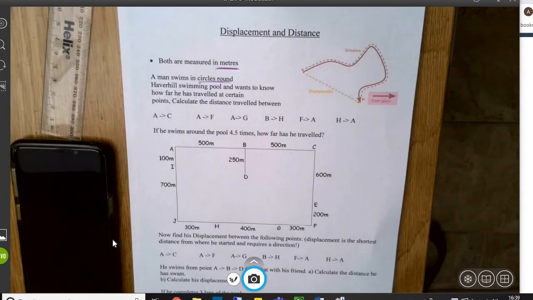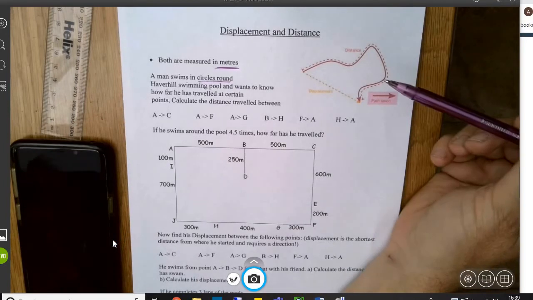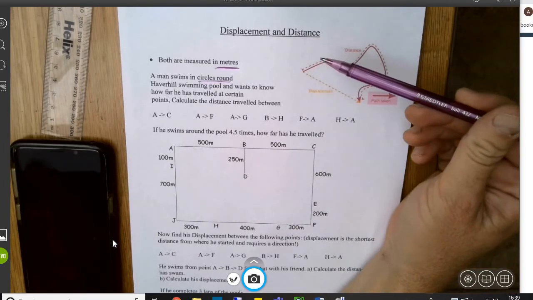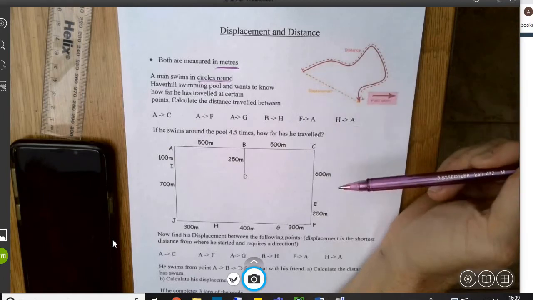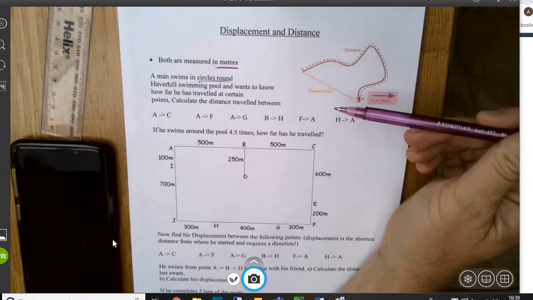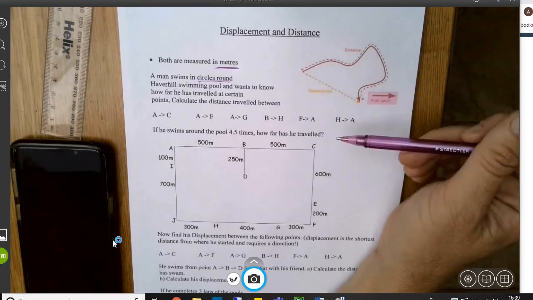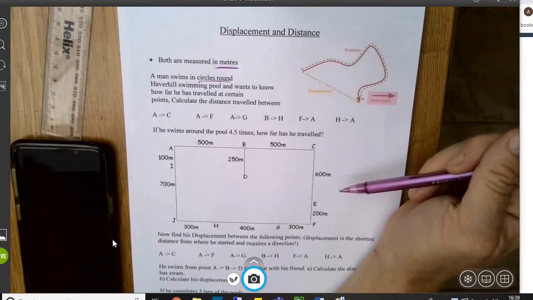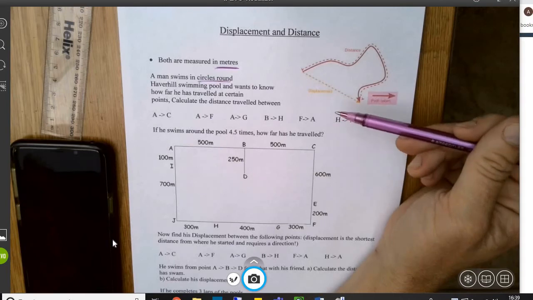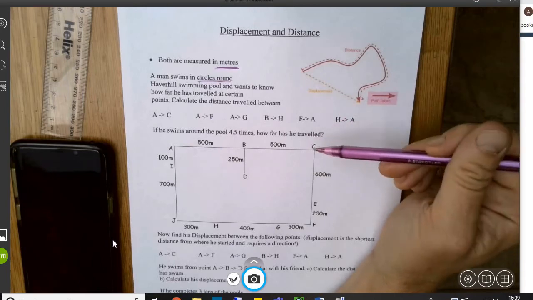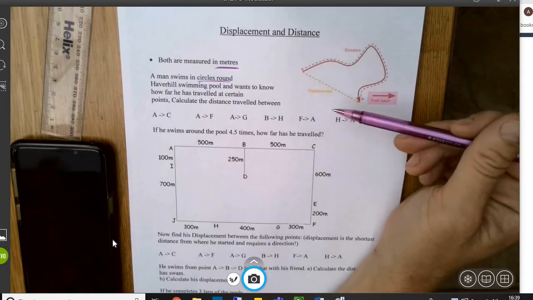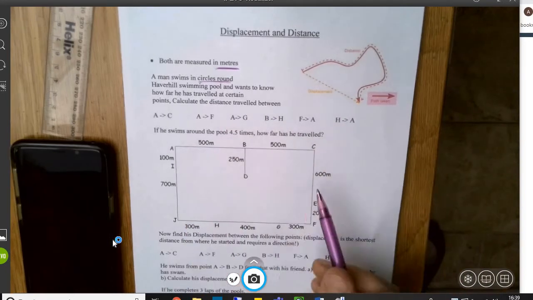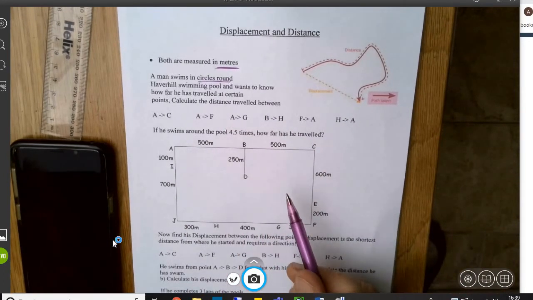Welcome to this video which is going to talk you through the answers for the displacement and distance worksheet that I set you for your week 1 forces topic. If you've not attempted this yet, I would encourage you to have a go. It will help you with your understanding of doing these calculations, and you should be able to have at least an attempt at some of these questions.